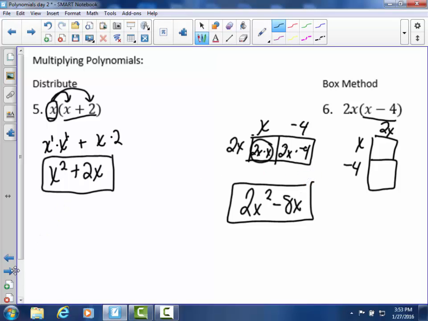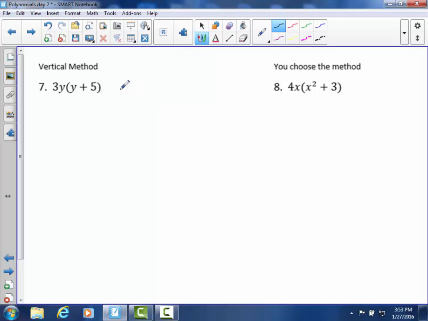Okay. And then the final way we're going to look at it is the vertical method. On the vertical method, we're going to set it up similar to the way we were, I think I called it stack method, okay? But it's vertical because we're going to line things up. Just like when you multiply numbers, you line them up from left to right.